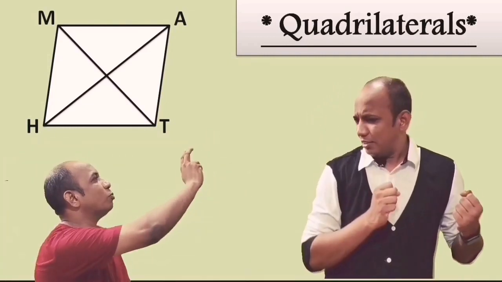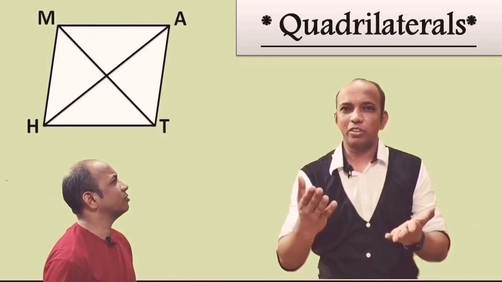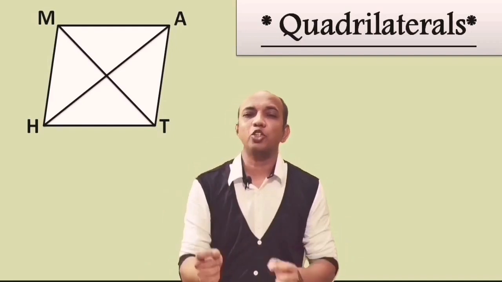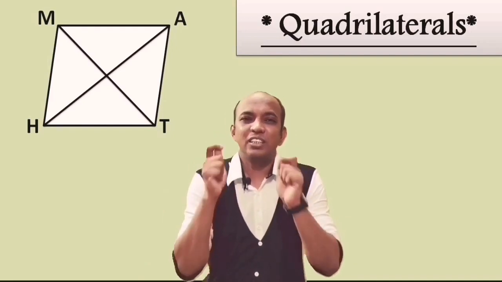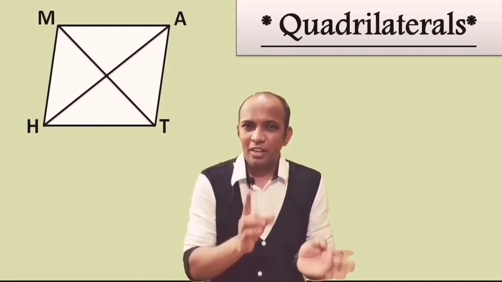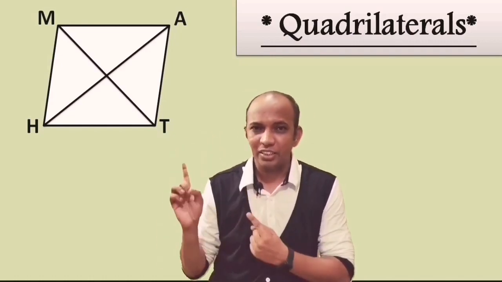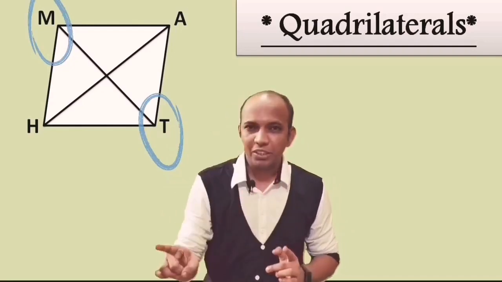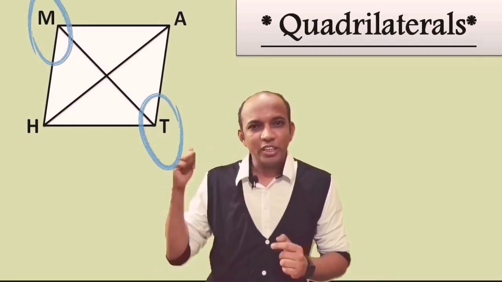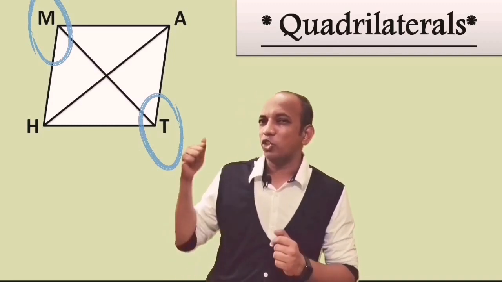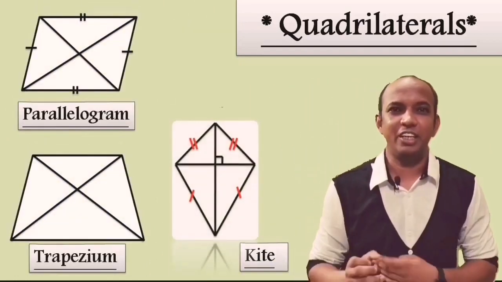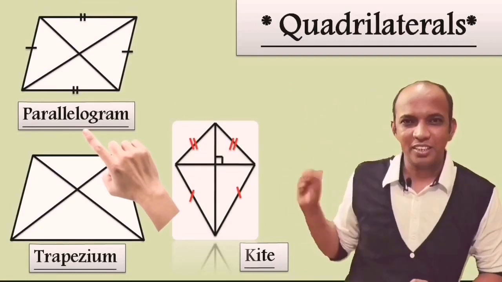Correct? Excuse me sir, will you please tell me the meaning of diagonals? Why not? A diagonal is nothing but a segment, or you can say line segment, that joins two opposite vertices of any quadrilateral. That means in the diagram of the quadrilateral MATH, M and T are the opposite vertices and the segment joining them, MT, is nothing but a diagonal. So in that manner we have two diagonals, one joining M and T and another one joining A and H.